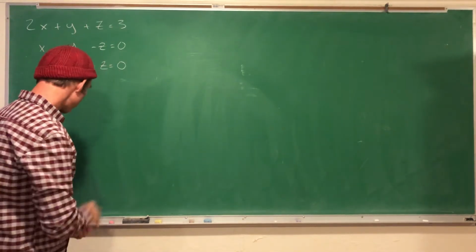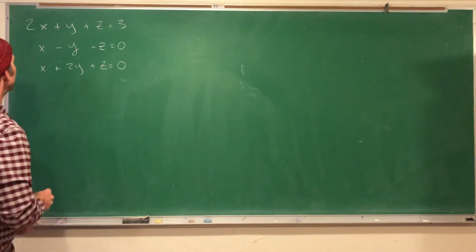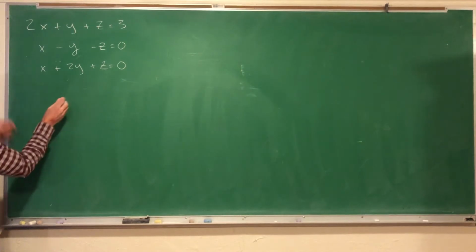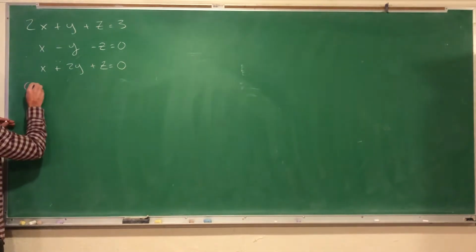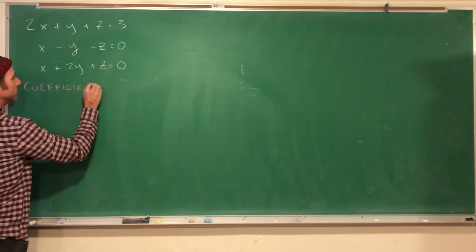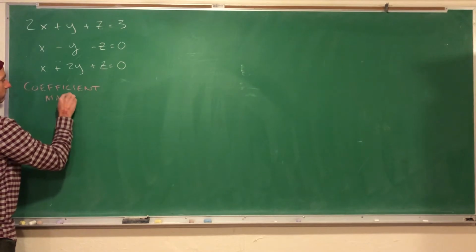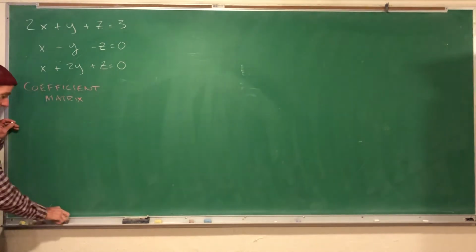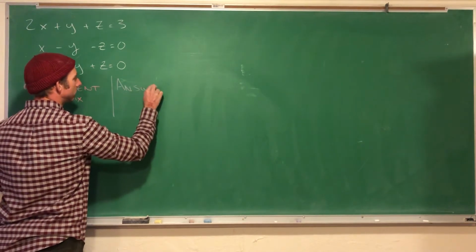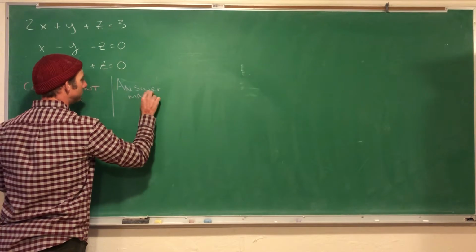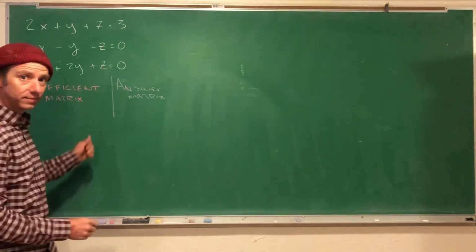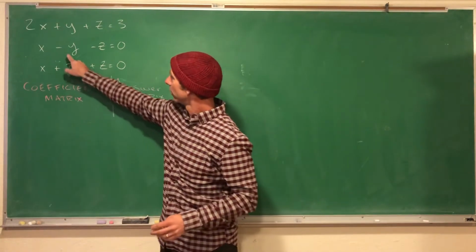Now, there's 2 things going on up here. We're going to take this and put it in matrix form. The first one's going to be called the coefficient matrix. And the second one is called the answer matrix. Okay? The coefficient matrix is what it sounds like. The values before your variable, these are your coefficients.